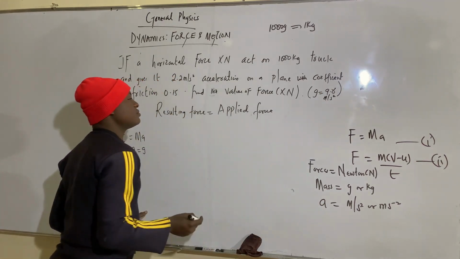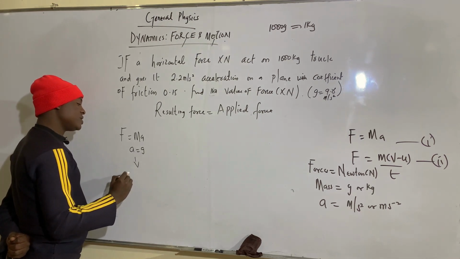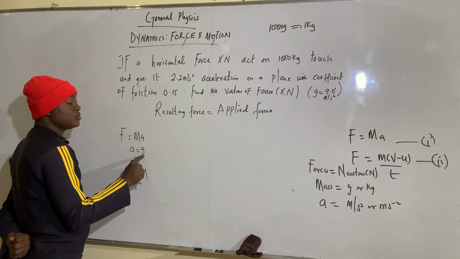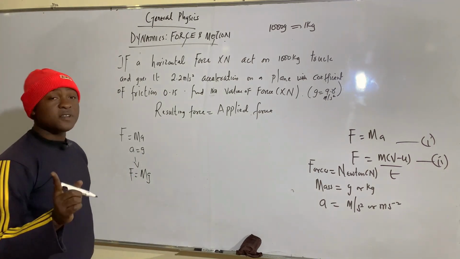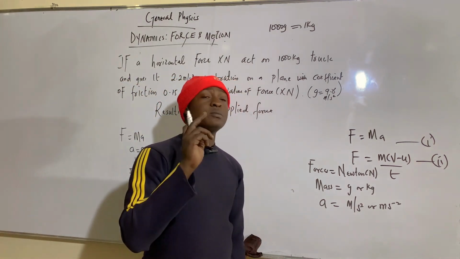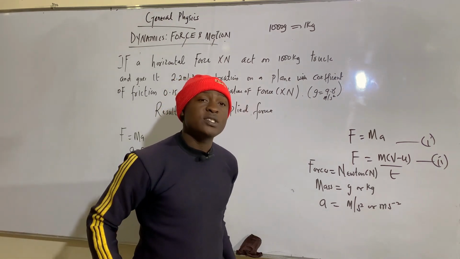So the resulting force must be equal to the applied force. That means this formula can be rewritten as F equal to m, and instead of writing a, we include g now. So F is equal to mg. You know they mentioned friction here. Friction in physics is the force that opposes the motion of an object, just like the plants on a road, it opposes the object from moving.